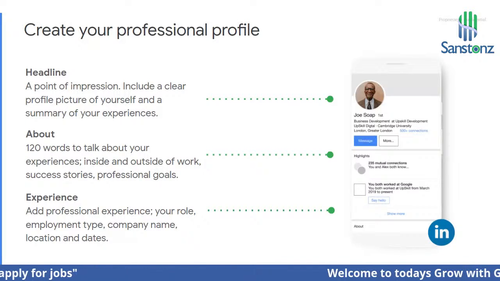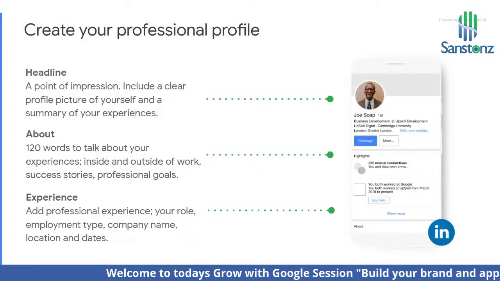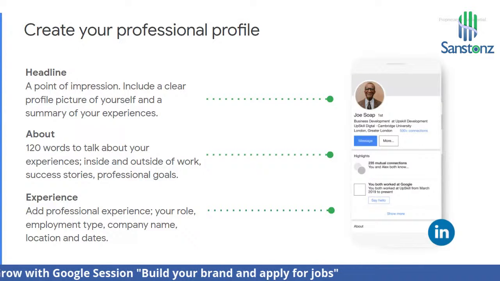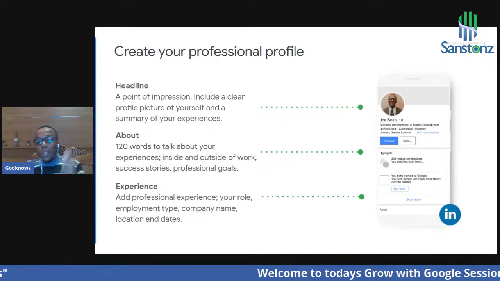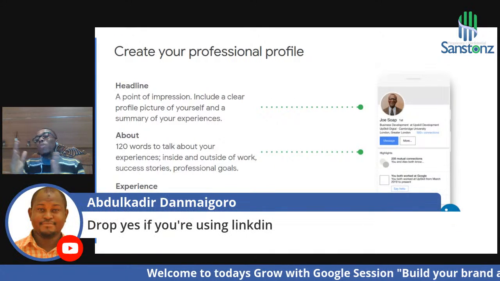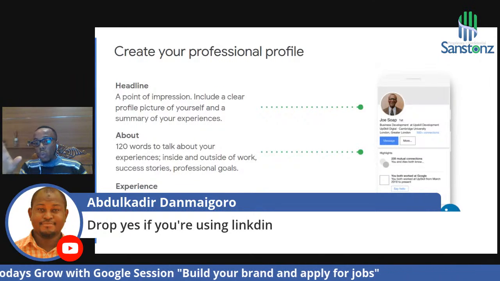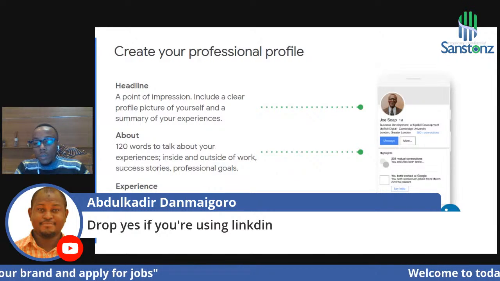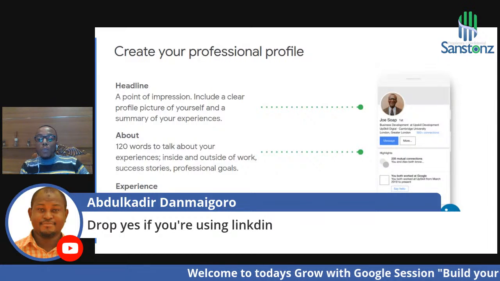Okay, so headlines, about, and experience. Remember the key word, professional. Add professional experience, your role, your employment type, your company name, your location, and your address. Now, if you look at the right part of my screen, that is how it will look on your mobile device. This is how your personal LinkedIn profile is.